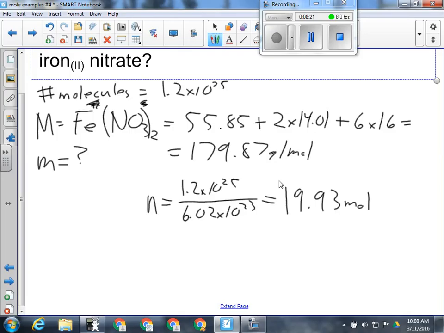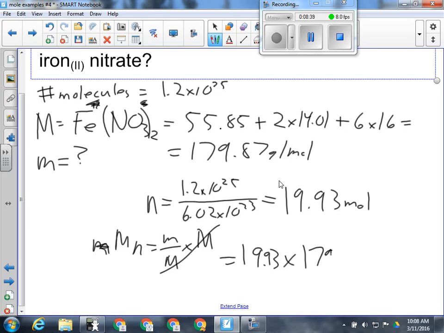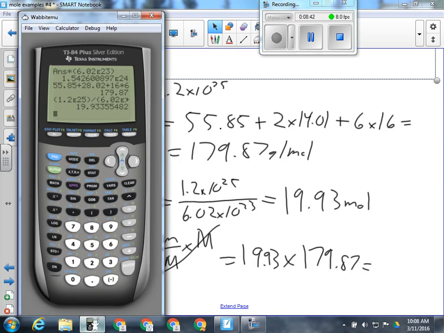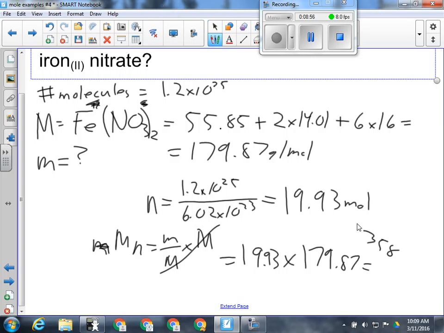Now I want to calculate little m. n equals little m over big M, so we have to multiply both sides by big M. That gives us 19.93, n, multiplied by big M, 179.87, which is 3585.44 grams. 1 mark for the answer, 1 mark for substitution, 1 mark for the Avogadro step, 1 mark for manipulation here, and 1 mark for molar mass up top.